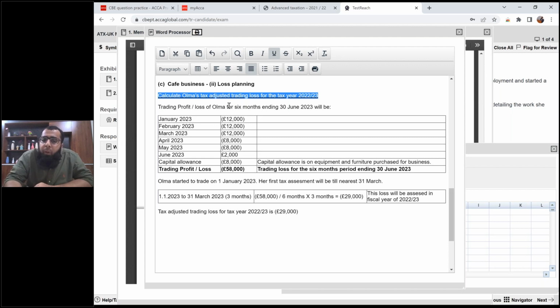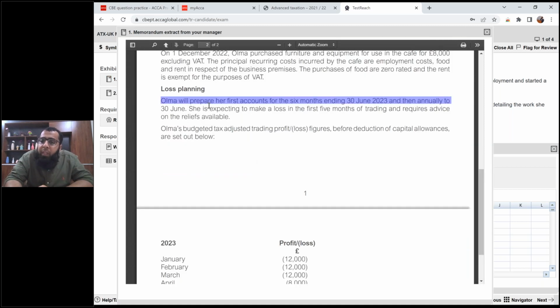So, trading profit loss of Alma for 6 months ending 30th June 23 will be January, February, March, April, May, June. How come do we know that we have to go till June? You can read the requirement here. Alma will prepare her first accounts for the 6 months ending 30th June 2023. Her first set of accounts is till 30th June.